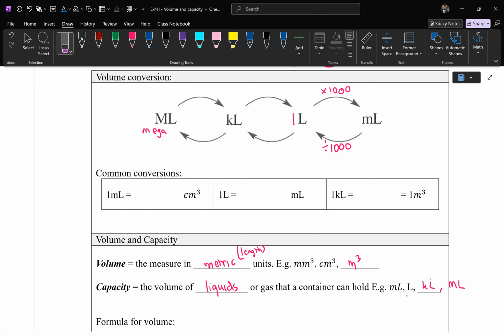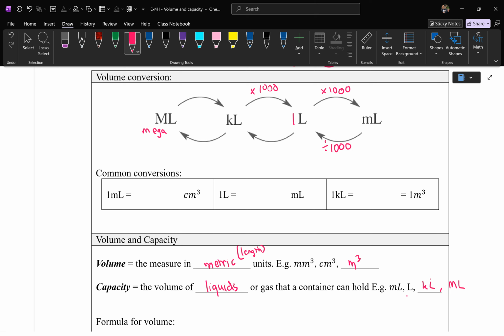How many liters in a kiloliter? The nice thing is it's all thousands. So 1,000 of these liters will make 1 kiloliter. And one way to remember is like kilometers and then meters. So kilo is that 1,000. So 1,000 meters makes a kilometer. Same thing here. 1,000 liters will make a kiloliter.